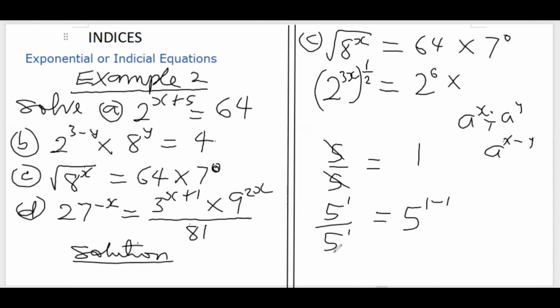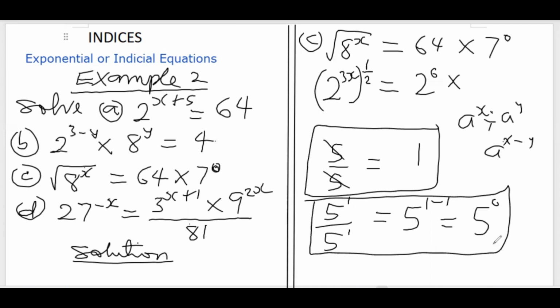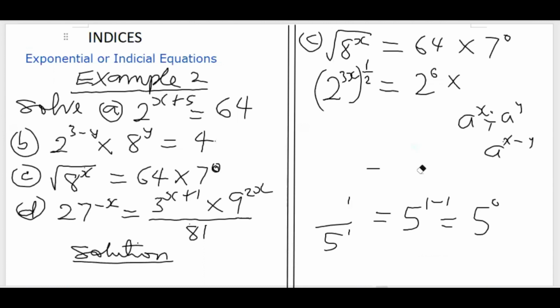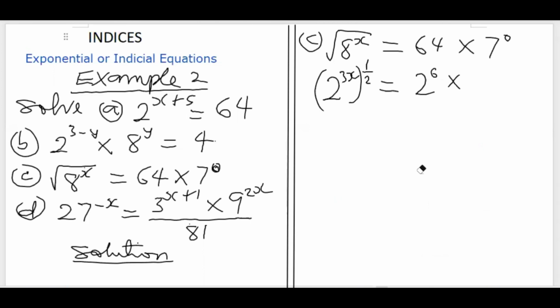The bases are the same, 5, subtract the power. And 5 to the power of 1 minus 1 is the same thing as 5 to the power of 0. So the value that gives 1 here is the same thing as the value that gives 5 to the power of 0. That means 5 to the power of 0 is 1. Hence, any non-zero number that is to the power of 0 is 1, except 0 itself. 0 to the power of 0 is undefined. So this one is 1.